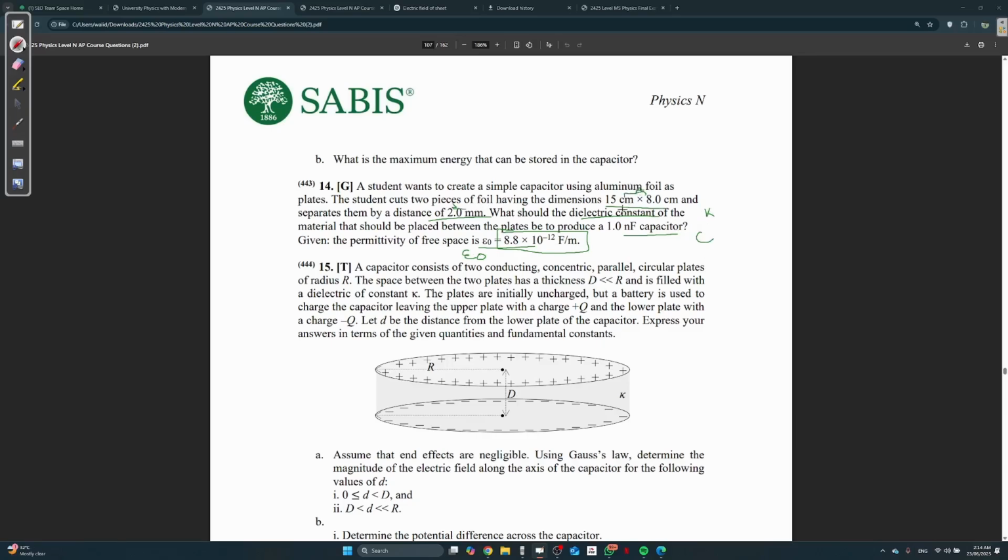So how do we do this? Which formula has C, E0, K, and D? C is equal to K, epsilon 0, A by D. Right, so let's find K. Epsilon 0, they told us to use this. The area is 0.15 times 0.08 over the distance 0.002.